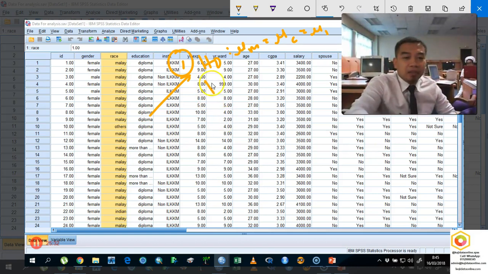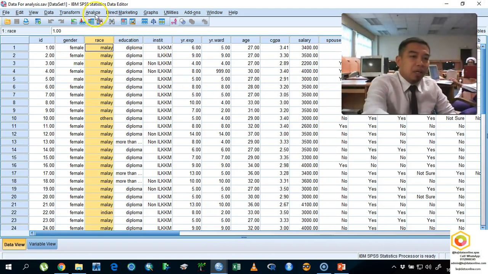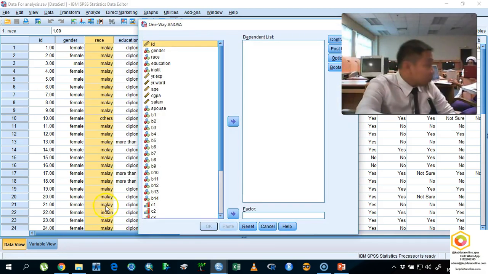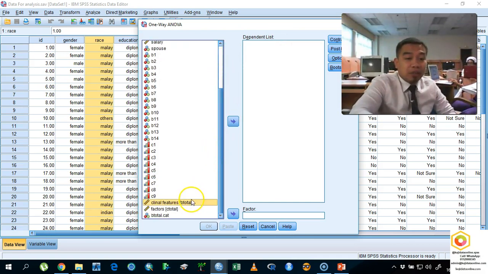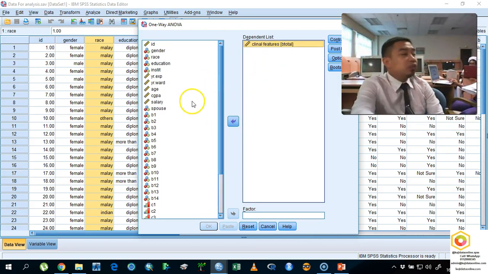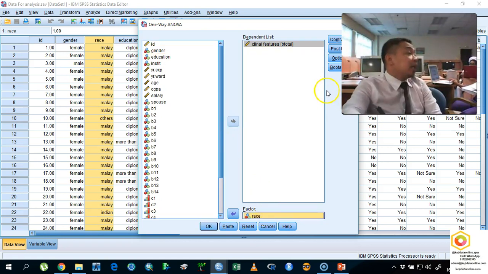Okay, and then the next one will be the H alternative, which is the alternative hypothesis. Of course lah, all the means are not the same, or all the means are not equal, and therefore we are going to run this analysis. You can just click here, analyze, and then go to compare means and proceed with the one-way ANOVA. Under the one-way ANOVA, you are going to select your clinical feature, which we call B total, inside the dependent list. Correct or not? And then please don't forget to choose your variable group of interest, which we call race, and then put it inside the factor box.